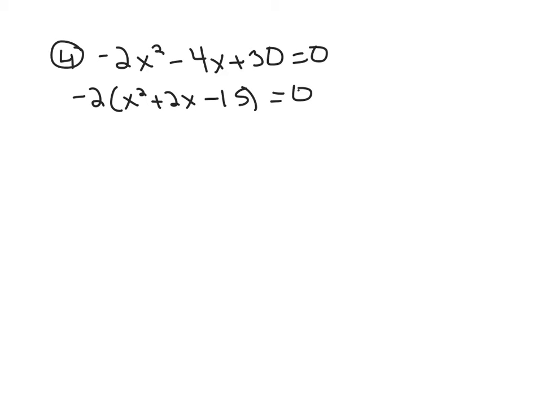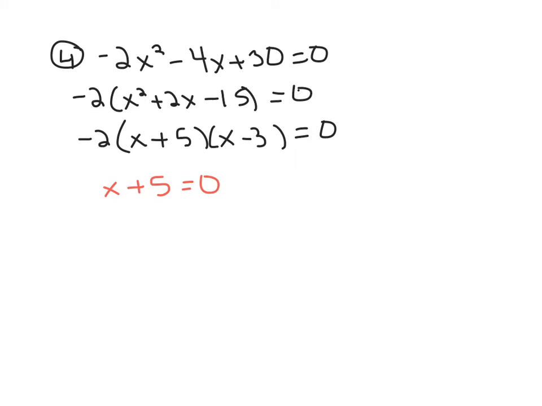Now, again, you need to factor. So negative 2, and this would factor down to x plus 5, x minus 3. Now, on question number 2, there was a variable on the outside. There's just a negative 2 on the outside. You can't solve if you don't have a variable. So for this one, you only set that one to 0, that one to 0. So x equals negative 5, x equals 3.